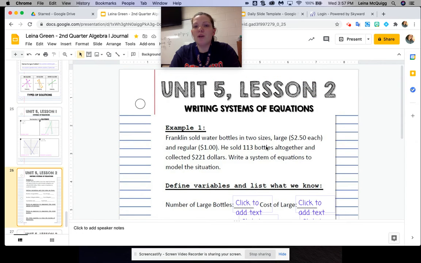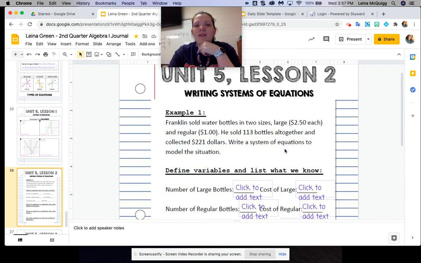So Unit 5, Lesson 2, we're going to write systems of equations. We're going to do them from word problems. So systems of equations, this just means that we have more than one equation, right? Now this year we're looking at 2 equations. We know how to write equations from word problems. We did that in the last unit. So all we're doing is looking at a word problem, and we're going to write 2 equations from it, okay?